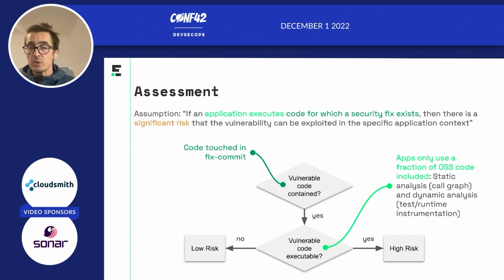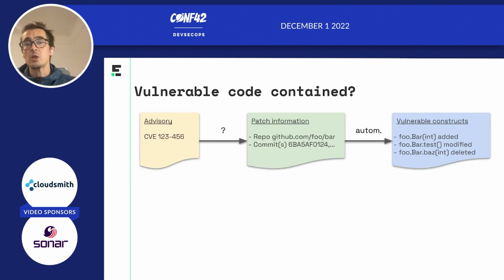To answer whether vulnerable code is contained, we look at fix commits. And to answer whether vulnerable code is executable, Eclipse Steady uses a combination of static and dynamic analysis. If it is found executed, for example, as part of JUnit tests, or if it is potentially reachable according to call graph analysis, then we say there is high risk, you better do something about it. If not, there is low risk. So how do we answer those questions?